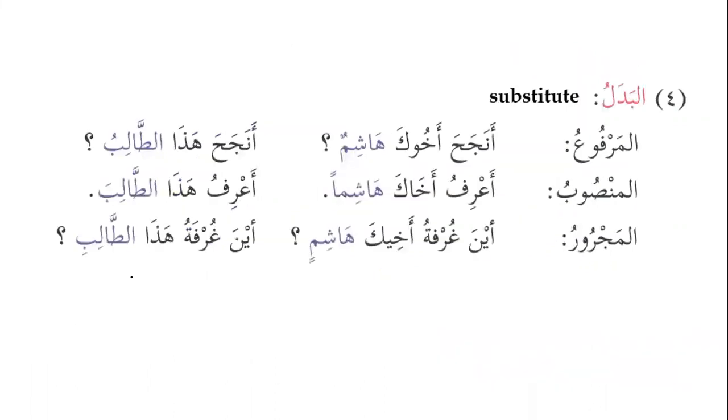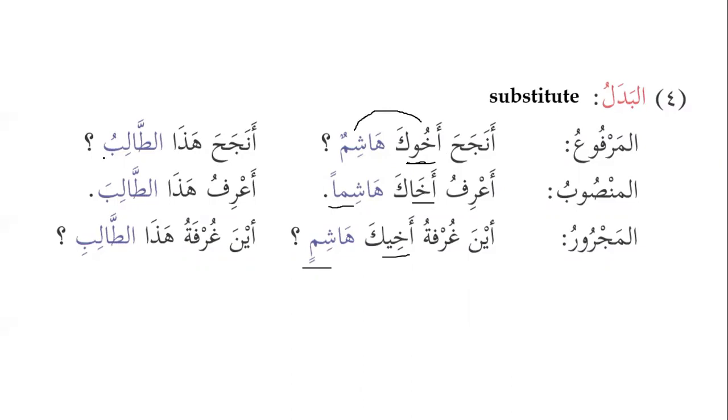Then we have الْبَدَلُ, substitute. And this is basically also used for emphasis. So it will also follow the same idea. أَنَجَحَ أَخُوكَ هَاشِمٌ. So أَخُو is مَرْفُوع and Hashim is also marfu. Arifu akhaka hashiman. So akha is mansub and hashiman is also mansub. Aina ghurfatu akhika hashiman. Akhi is majroor and hashim is also majroor. So this is the example from al-asma'ul khamsa: akhu, akha, akhi. And this is the regular one.